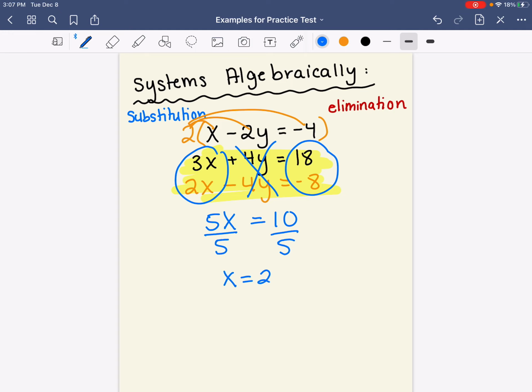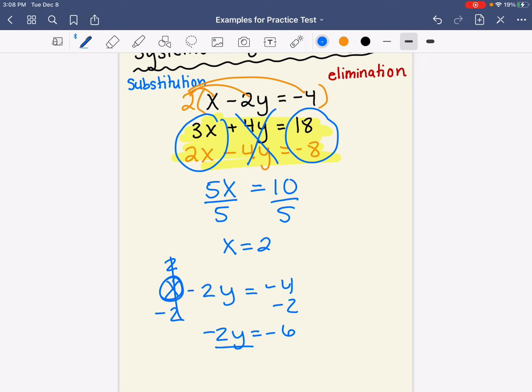I already know what the answer is because I did it earlier. It was (2, 3). But once I plug this into one of my original equations, it doesn't matter which one, I'm going to plug in a 2 where the x was. So I subtract 2 on both sides. I get -2y is -6. So that means that y is equal to 3. And I put my answer in an ordered pair, (2, 3). So that was an example of both ways, substitution and elimination. Both ways I get the same answer.